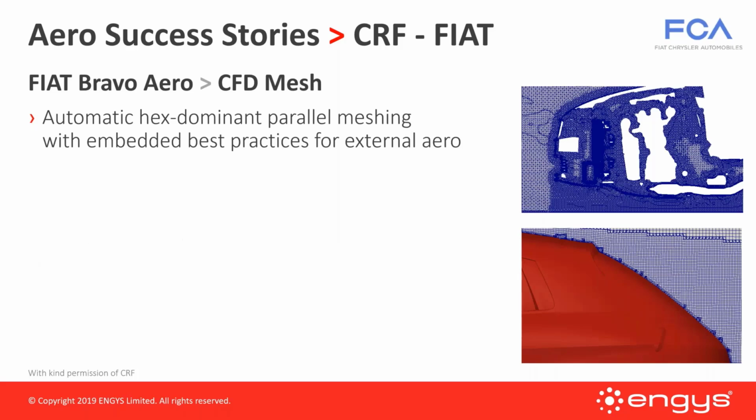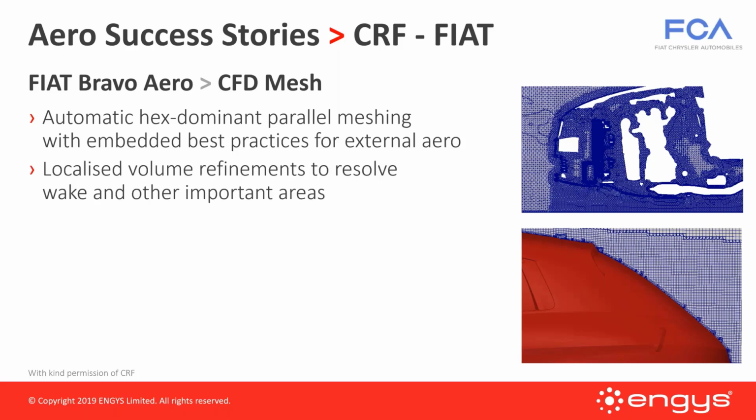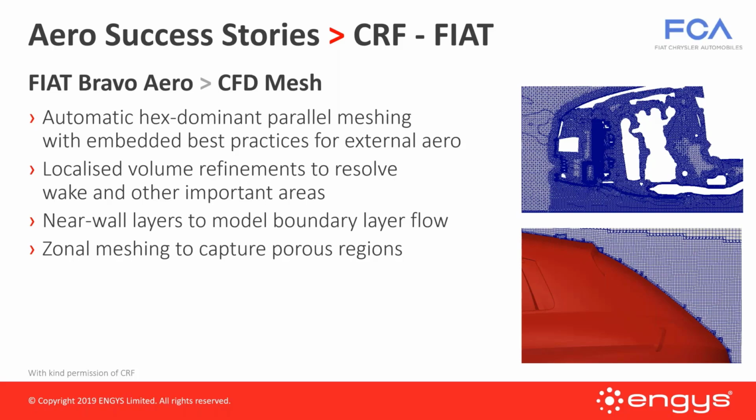So for this particular case, again, it used the automatic hex dominant parallel meshing with the embedded best practices for external aero. For this particular case, there was lots of geometry in the underhood location. There were localized volume refinements to resolve wake and other important areas. And there are near wall layers to model boundary layer flow. So those two points right there are consistent in every one of these best practices for every vehicle type.